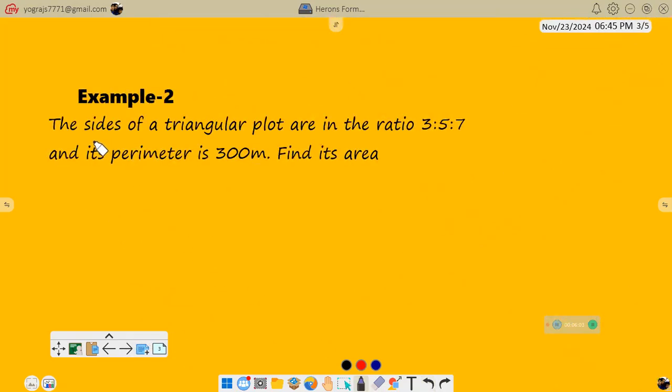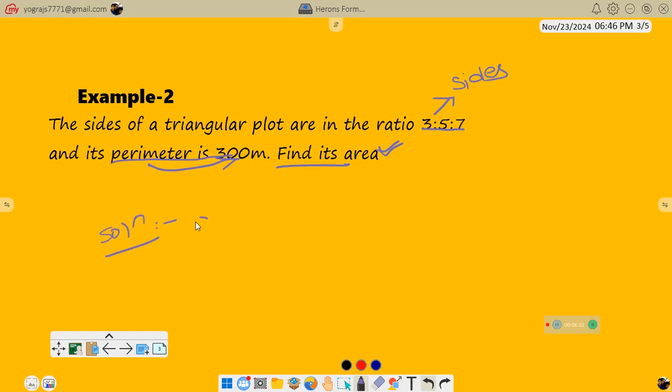Now our next question is: the sides of a triangular plot are in the ratio 3:5:7 and its perimeter is 300 meter. Find its area. Here also in this question we have to find the semi-perimeter, and we also have to find the sides. These are the sides in ratios, this is the perimeter as given, and we have to find the area. Let's come on to the solution.